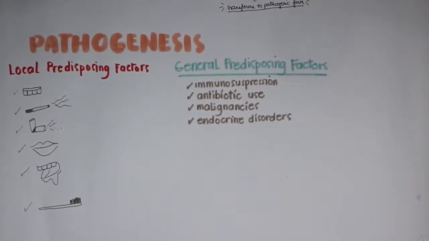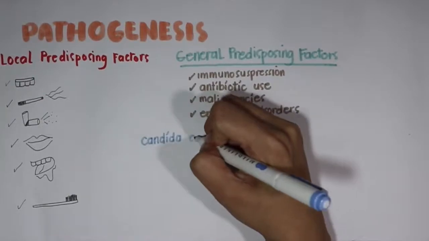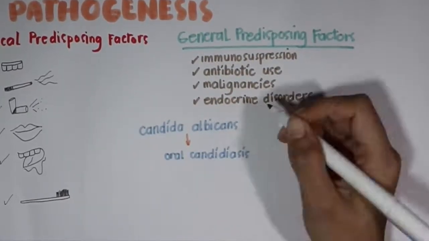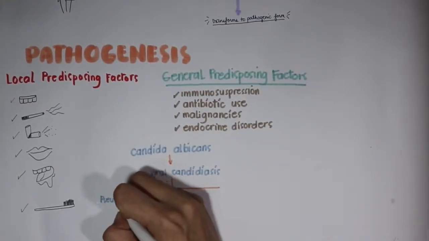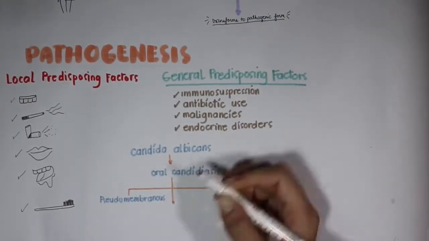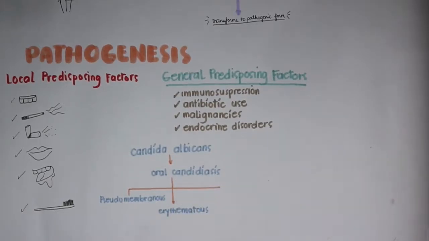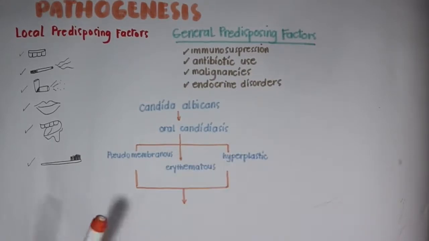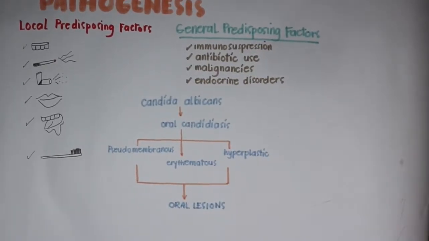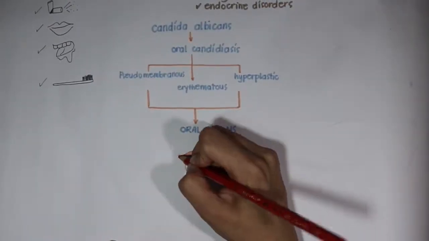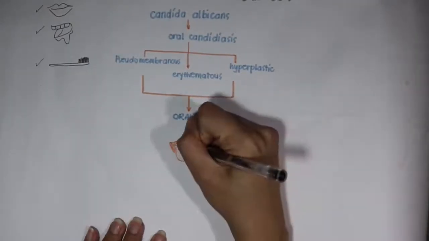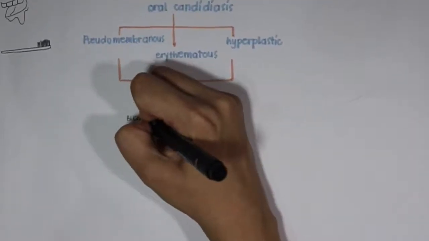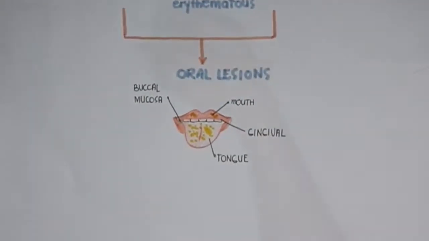Candida albicans, an opportunistic pathogenic yeast, is the most common cause of oral candidiasis and has three major types. One is pseudomembranous, second is erythematous, and last, the hyperplastic type. All of these will eventually lead to oral lesions, which have the classical characteristics of white, cheesy or curd-like plaques, which may be seen on the tongue, buccal mucosa, gingiva, and lips.